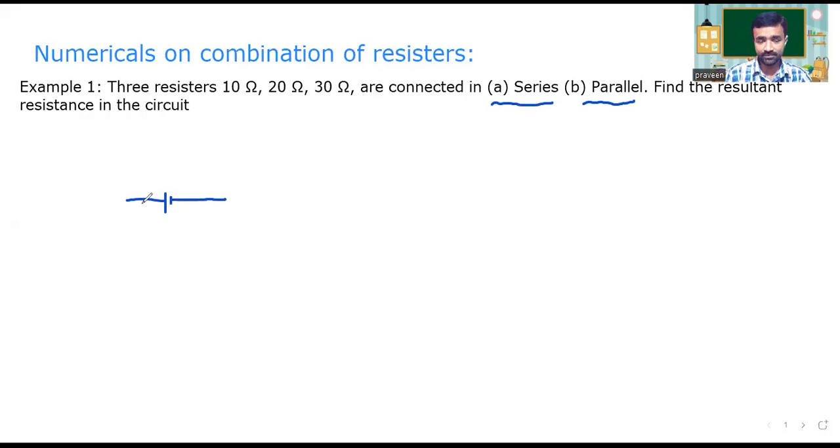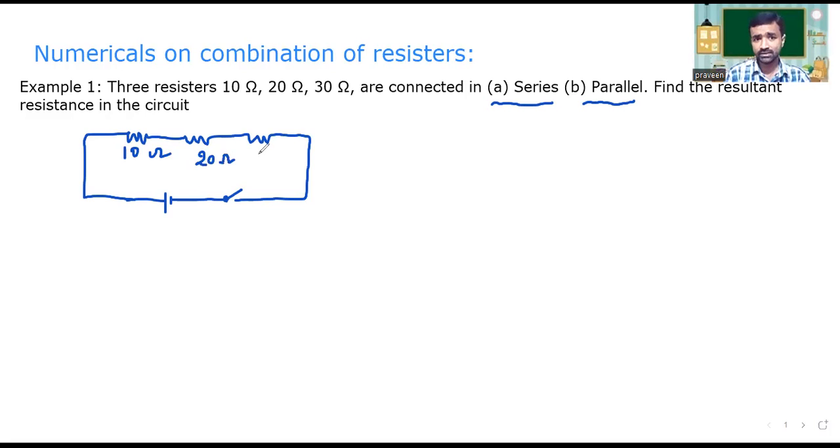With the battery, the resistors are in series combination. The resistor symbol is this one: first resistor, second resistor, and third resistor. They are all connected in a series combination. So this is the circuit diagram for the first one: 10 ohms, 20 ohms, and 30 ohms, with the battery and the key. So this is the circuit diagram.